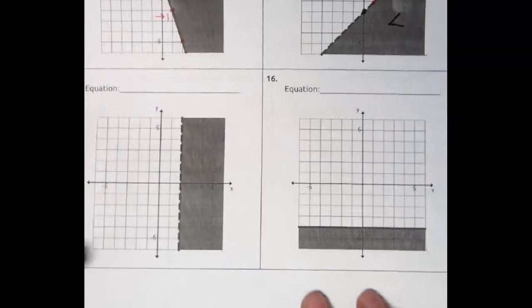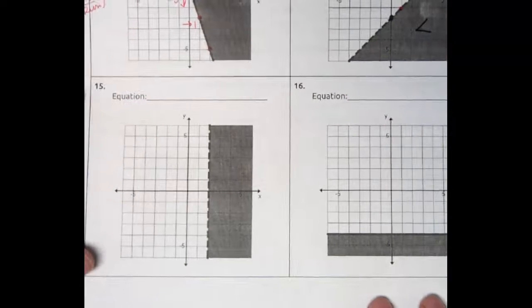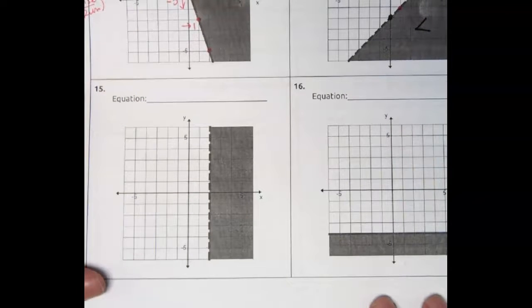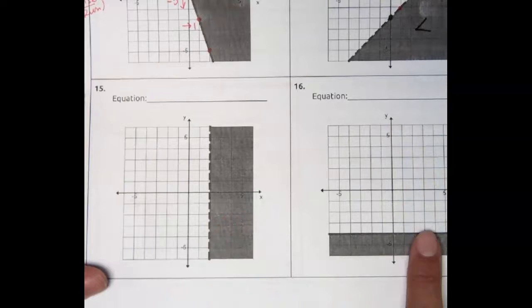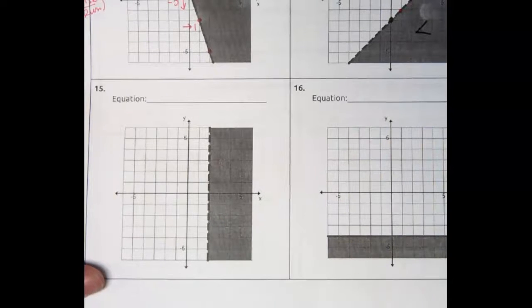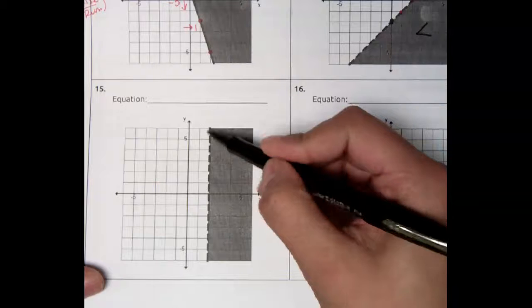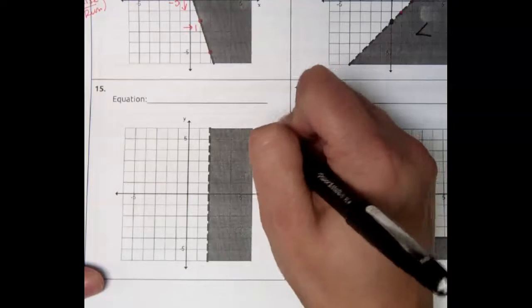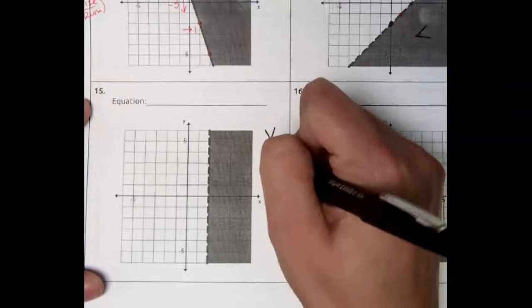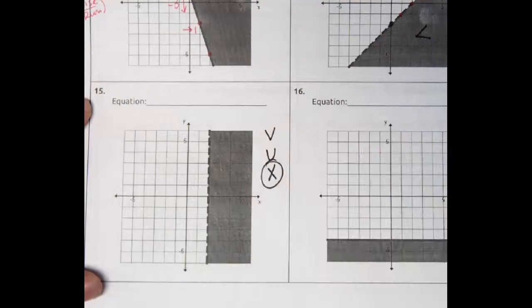Now, 15 and 16 are a little different because these are not diagonal lines. This line is vertical and this line is horizontal. So these are actually a little bit easier to write. There aren't as many steps. This line is vertical. So we use VUX from HOY VUX. This tells me what my equation or inequality should look like.